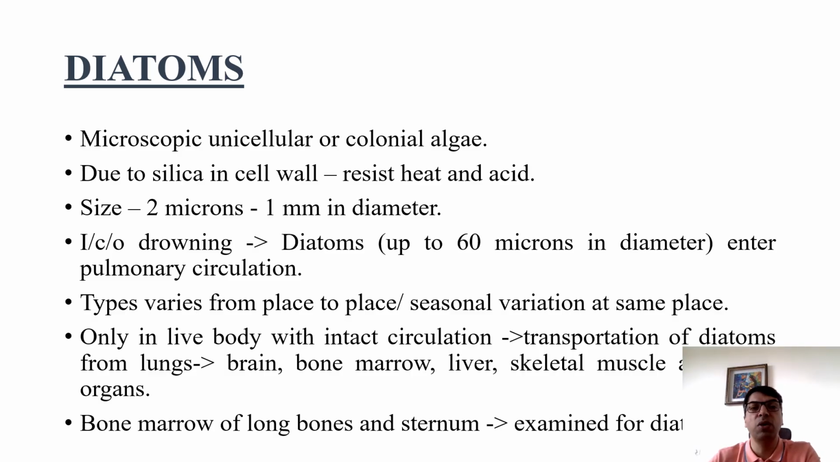Diagnosing a case as a death by drowning is not possible if we do not discuss diatoms. So what are diatoms? These are microscopic unicellular or colonial algae. Their external wall, the cell wall, contains silica, as a result of which they resist heat and acid. They resist damage by heat and acid. They are microscopic in nature, and the size varies from around 2 micron to 1 millimeter. So the diatoms which are up to 60 microns enter into pulmonary circulation during drowning.